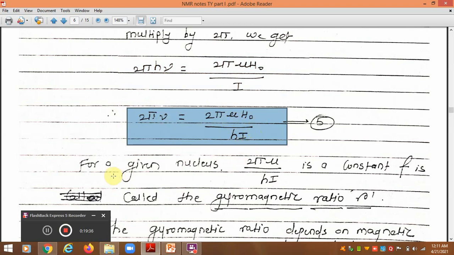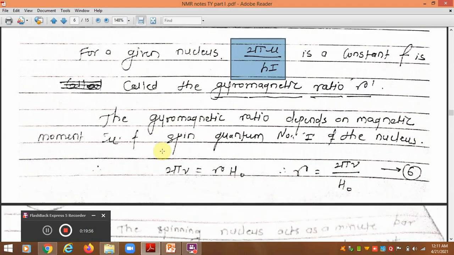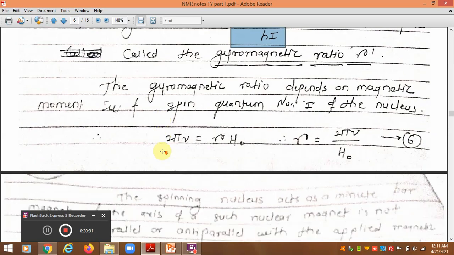So for the given nucleus, this 2 pi, mu (the magnetic moment), h, and the spin quantum number are all constant. So this ratio is constant for the given nucleus, and this constant is called the gyromagnetic constant or gyromagnetic ratio, indicated by gamma. This gyromagnetic ratio depends on the magnetic moment mu and the spin quantum number of the nucleus. That's why 2 pi nu is equal to gamma into h0. So we can write the equation for the gyromagnetic ratio: gamma is equal to 2 pi mu upon h I.